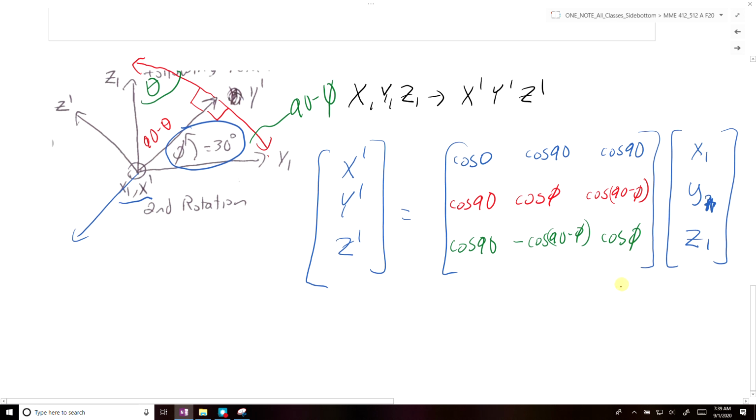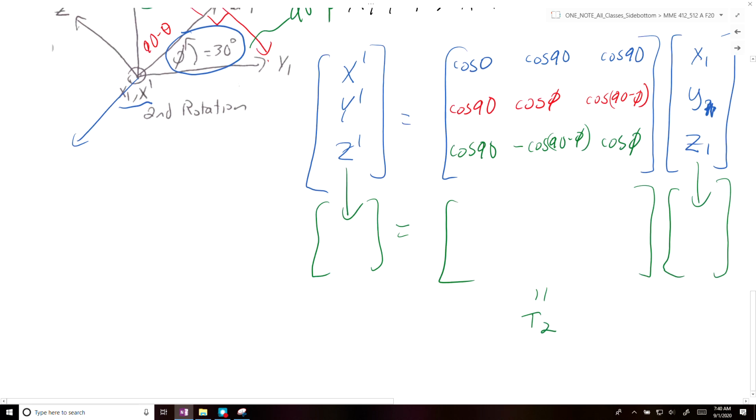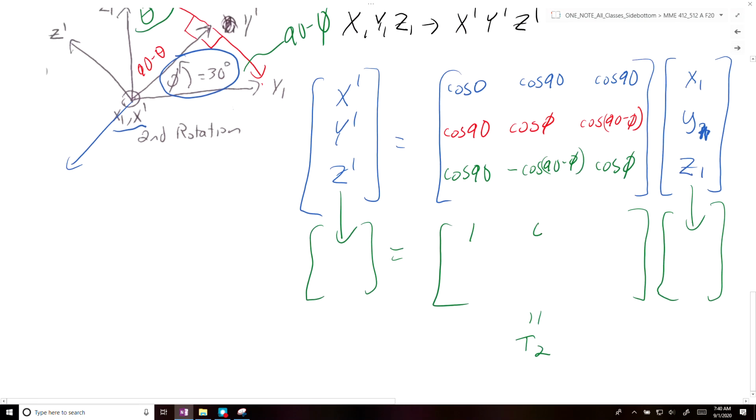So if we simplify this all down, this is the same column vector here, and we can simplify our transformation matrix in terms of just sines, cosines, and zeros. The first row of our transformation matrix is going to be 1, 0, 0. The second row is going to be 0, cosine phi, sine phi. The last row is going to be 0, minus sine phi, cosine phi.